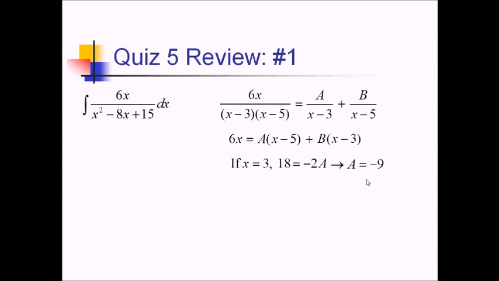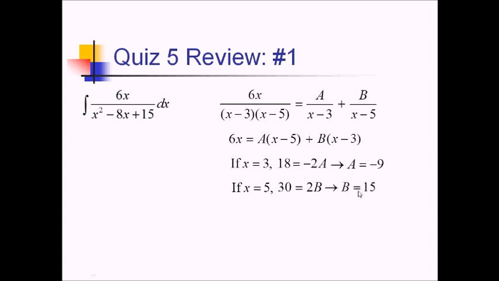Next, let's try and cancel out the A term so that I can solve for B. So for this, I'm going to pick x equaling 5, because that's going to give me 0 times A. So if x is 5, 6x is 30, and B times 5 minus 3 is going to be 2B. Dividing by 2, we've got B equals 15.